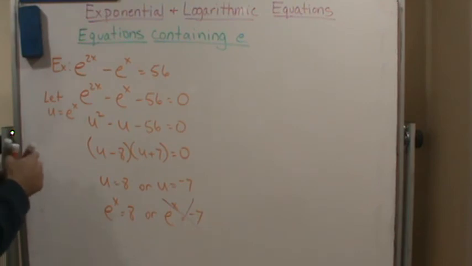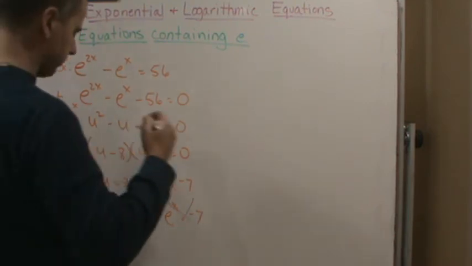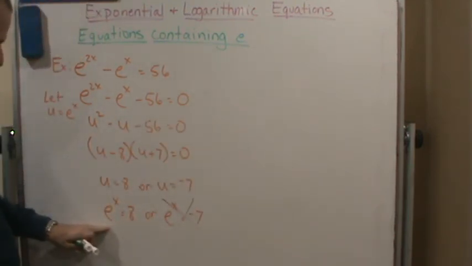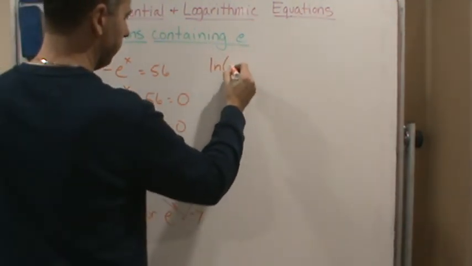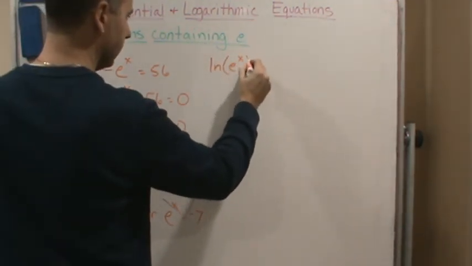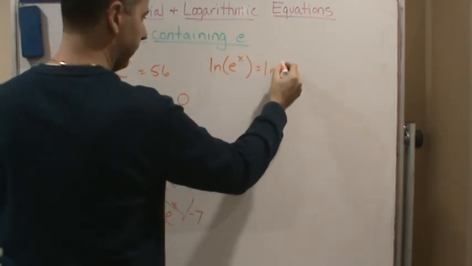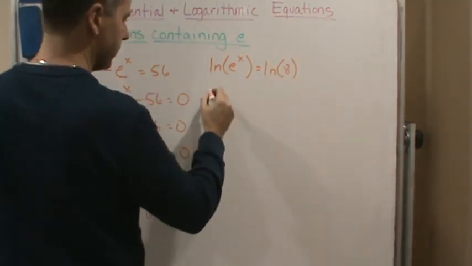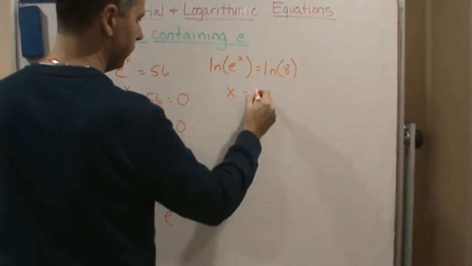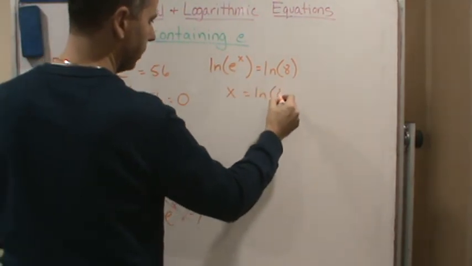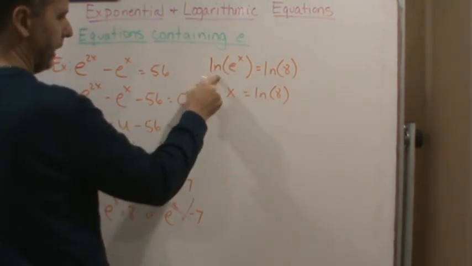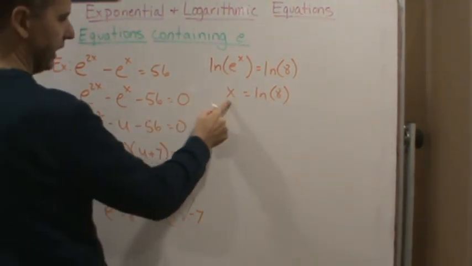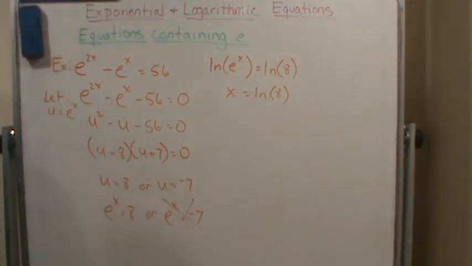Okay, so now what do we get? We're going to take the natural log of both sides to get rid of the e. So we're going to take natural log of e to the x equals natural log of 8. And so this is going to be x equals the natural log of 8, right? I just pulled the x out. Natural log of e is 1. I just get x. And we're done.